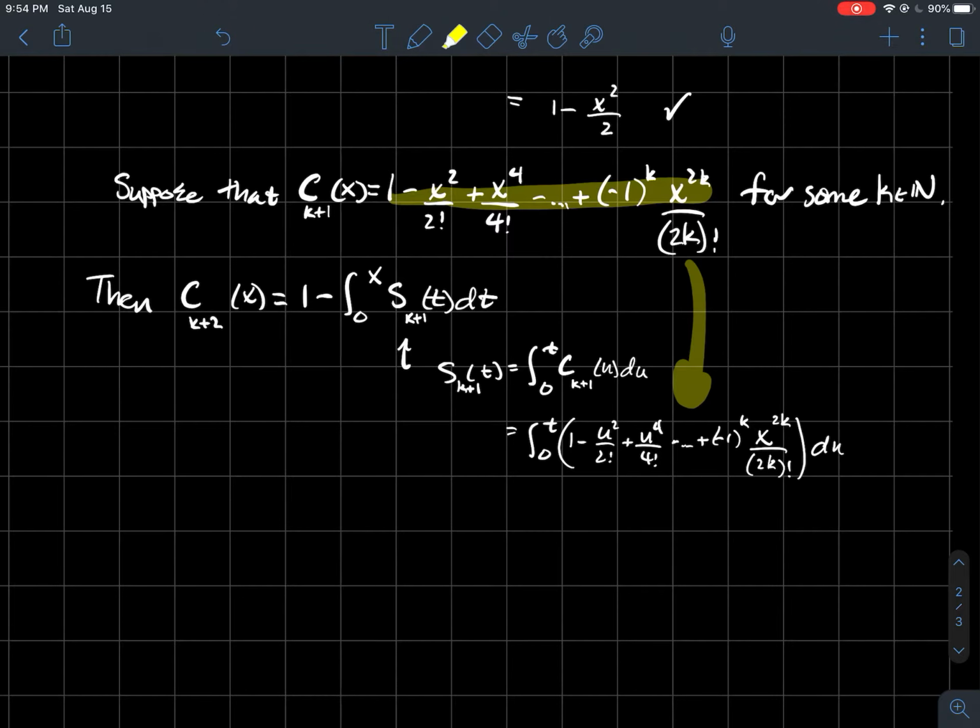And so what am I going to do? Why do I use u? Well, because I'm going to integrate. So I'm going to take the integral, or find an antiderivative for each one of these. Remember how that works? This is just a polynomial. So you just increase each of these powers by 1, and then you also divide by that new power.